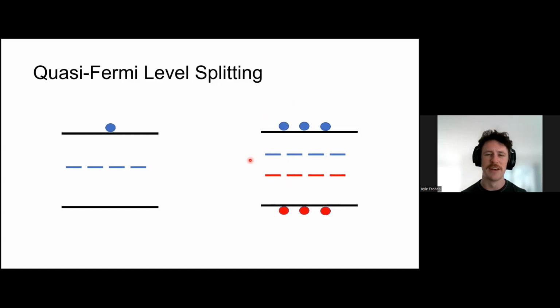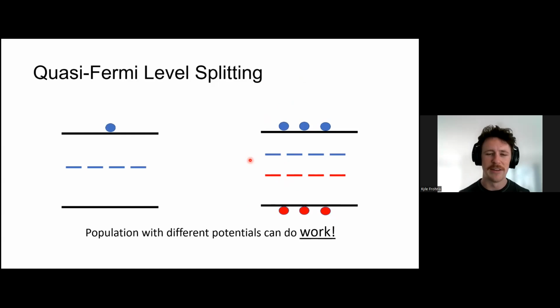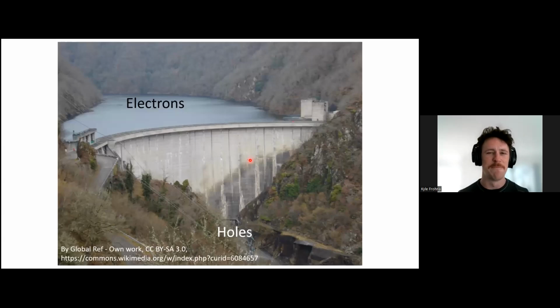And so this means that these two populations have a different potential energy, and populations with different potentials can do work. This is the well-known photovoltaic principle. The analogy I always like to use is that we have a nice dam with electrons at the top and holes at the bottom. So photoluminescence is a really good probe for this, and that's the take-home message here.